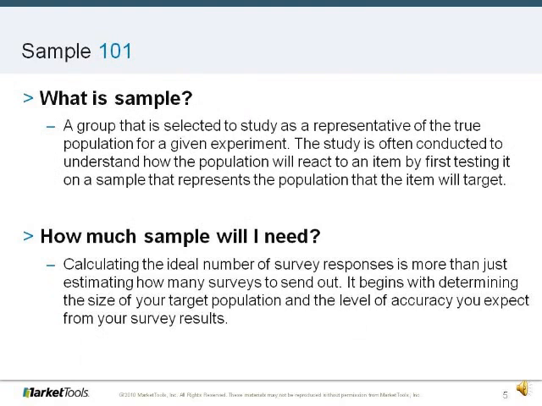As someone conducting online market research, you'll want to order what is commonly referred to as sample. The sample represents a smaller portion of your target audience. Calculating the ideal number of survey responses is more than just estimating how many surveys to send out. It begins with determining the size of your target population and the level of accuracy you expect from your survey results.